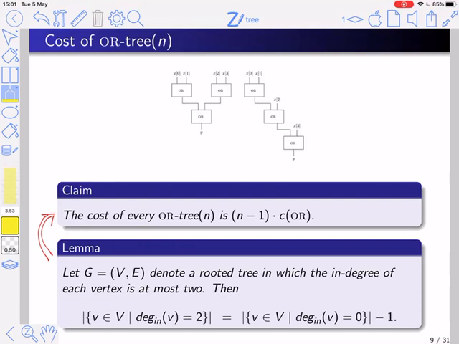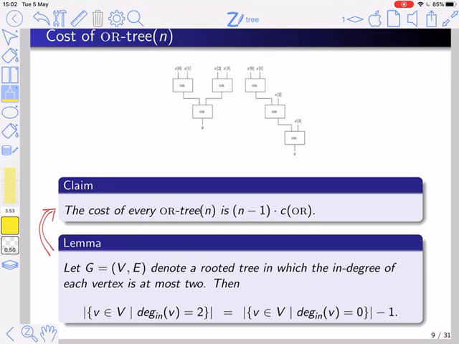Okay, we could prove this claim directly. Instead, we will prove a lemma over rooted trees. What does the lemma over rooted trees say? It says, if I have a rooted tree in which the in-degree of every vertex is at most 2, and this is what happens, of course, in an OR tree, then the number of vertices in the tree whose in-degree is 2 equals the number of sources in the tree minus 1.